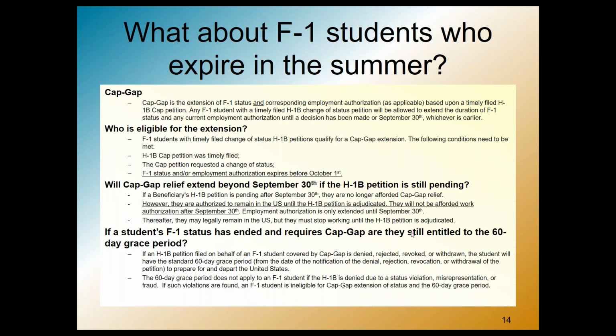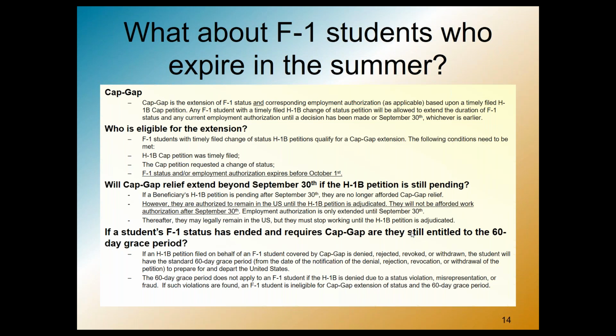So what does that mean? You might have someone who has F1 status on the day of filing, so April 2nd, and their F1 status or their OPT or CPT, whatever, might expire July 1st. And the CAP petition might not be approved by then. CAP gap allows the extension of F1 status and corresponding employment authorization until a decision has been made or September 30th, whichever is earlier. So for those whose employment authorization extends, it only extends through September 30th.